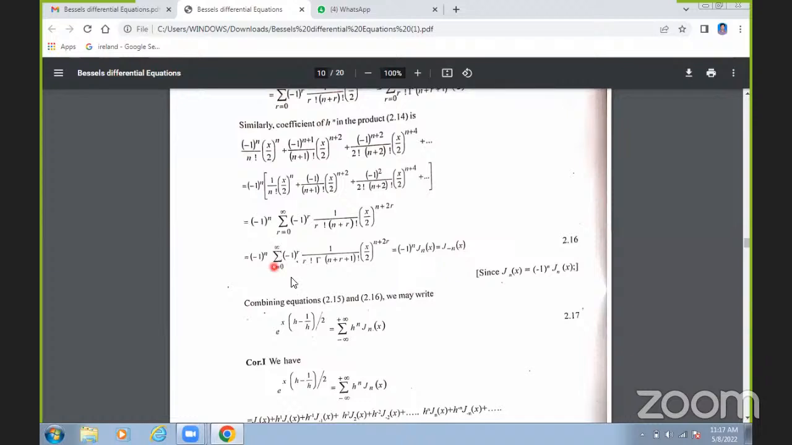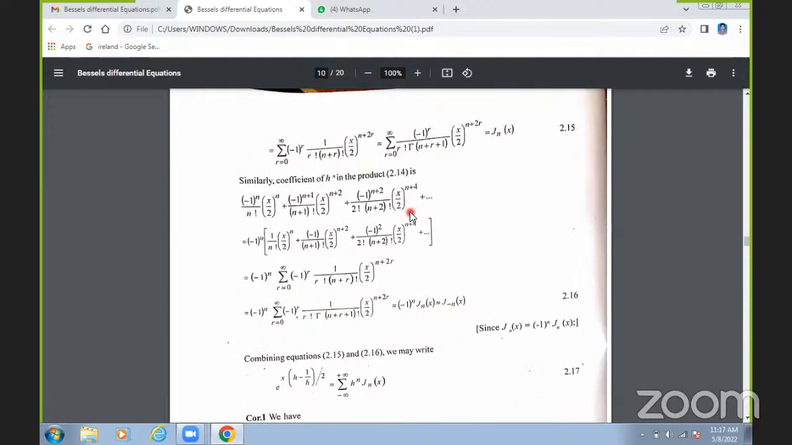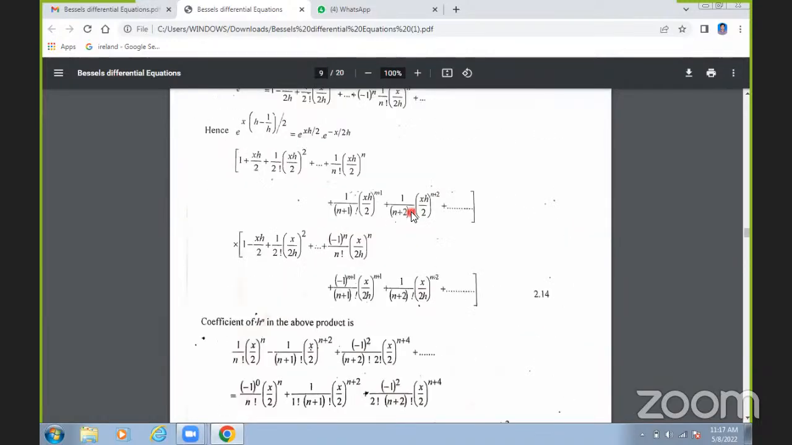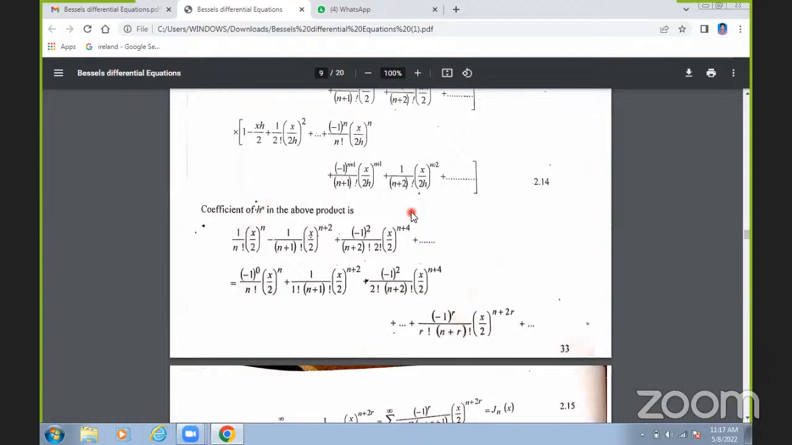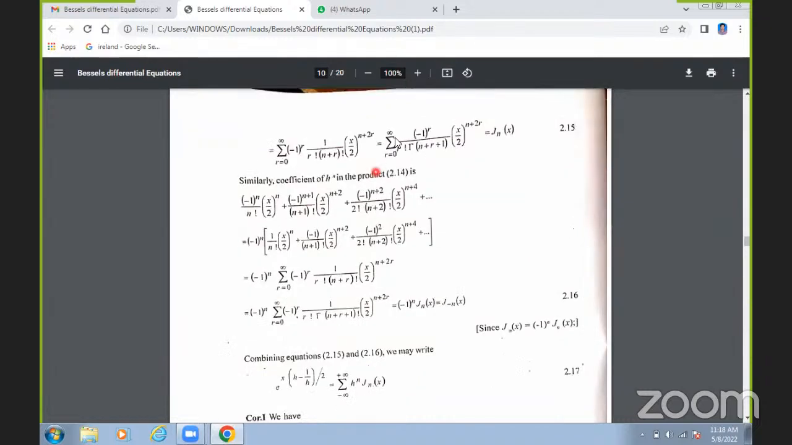This entire equation, already we have seen when we solved Bessel's differential equation, we have written it as Jn of x. So by adding these, we can get it as a summation from minus infinity to plus infinity. Why we are getting minus infinity to plus infinity is that in this equation 2.15 we have r equal to 0 to infinity here.